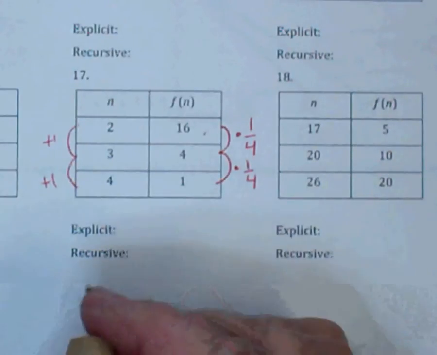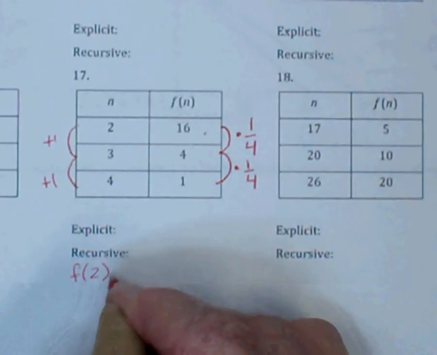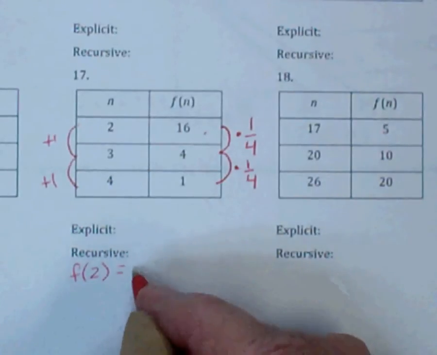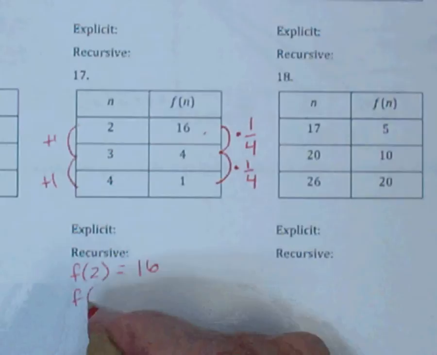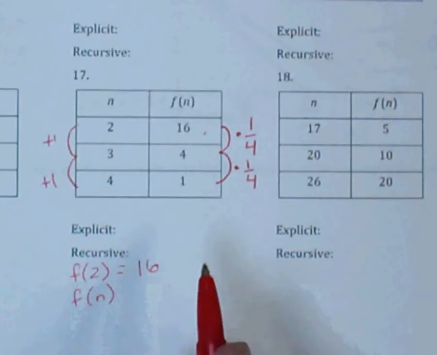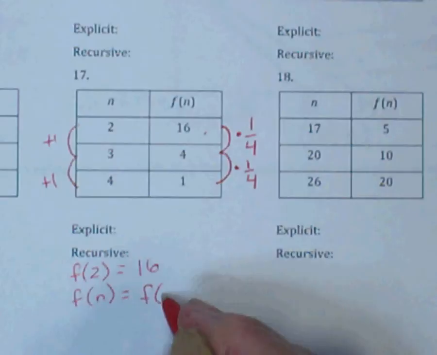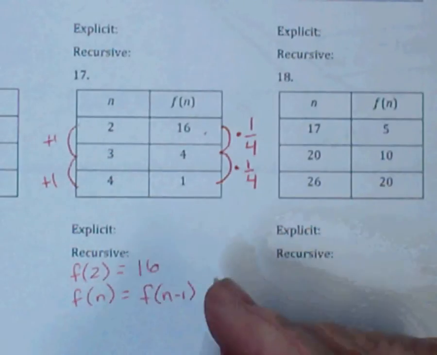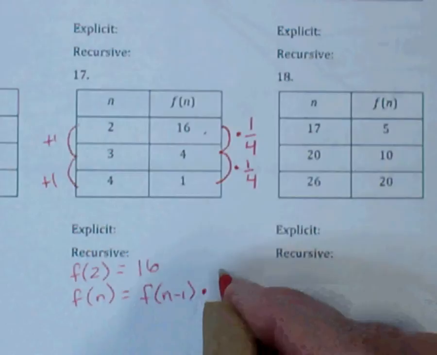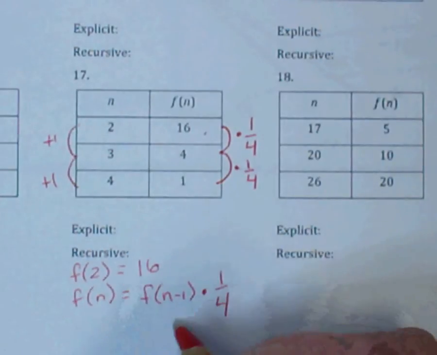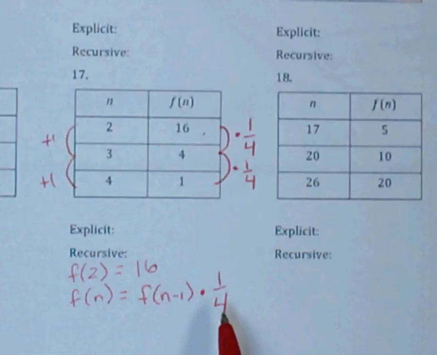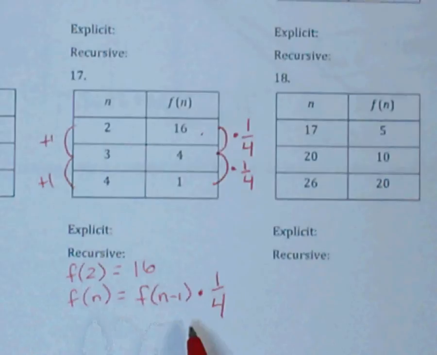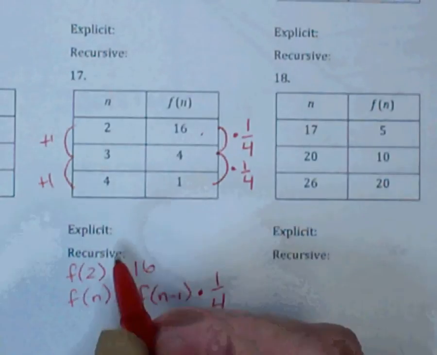All right, so recursive, start with what we know. F of 2 is 16. F of n, no matter what, is going to be the one before. So like if it was f of 3, it'd be f of 3 minus 1, which is 2. And then times 1/4. You really don't need the dot. You could also use parentheses, but you need some way to say times. Okay? So that's that one. Nothing tricky there.